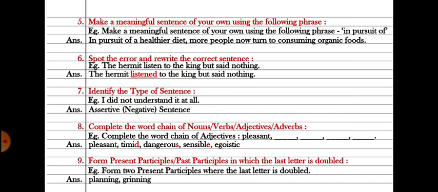Once again, the last letter is S. So my next adjective will be sensible. The last letter is E. So my final adjective in the word chain will be egoistic. So ideally, in a word chain, it's important to keep an eye on the last letter of the previous word before you complete or proceed with the word chain of either the nouns or verbs or adjectives or adverbs as stated in the question.